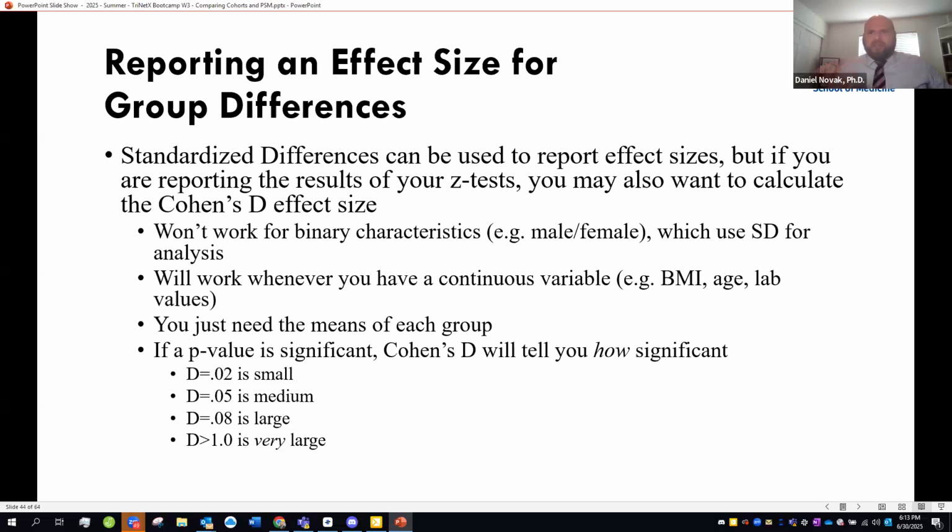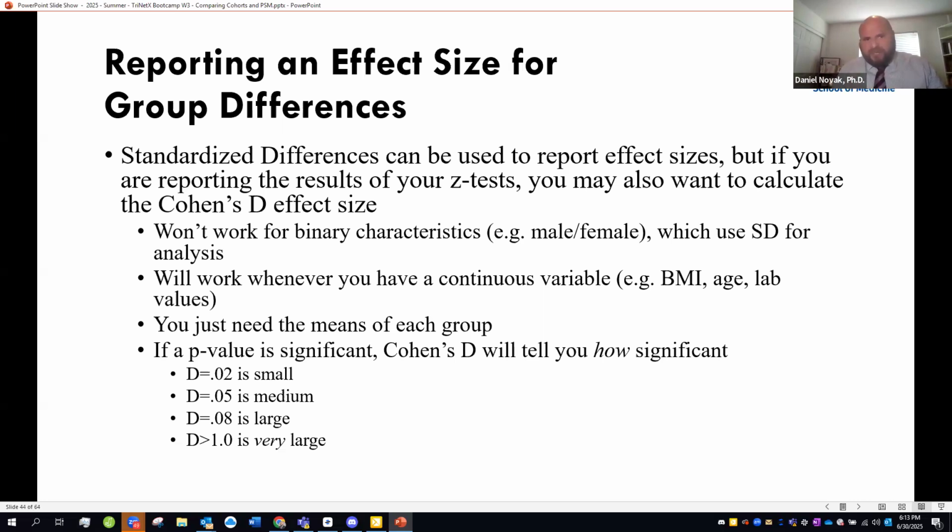If you're doing that, though, I recommend you use one of two approaches to what's called an effect size. Again, an effect size is basically how much of an impact, how big the differences are between these two groups. Standard differences can be used to report those effect sizes because they're pretty similar, but a lot of journals, editors, and reviewers are very familiar with Cohen's d effect size because it's the one used mostly in meta-analyses and systematic reviews.